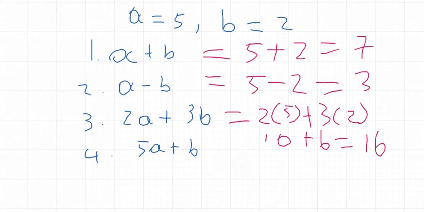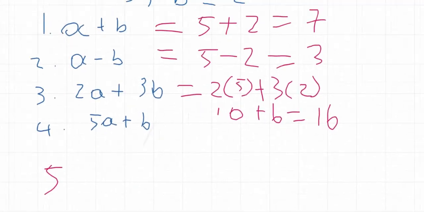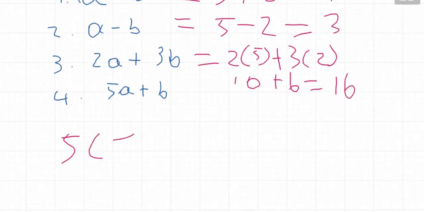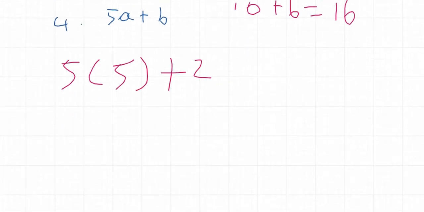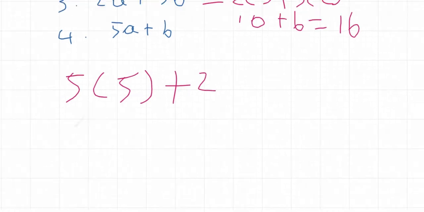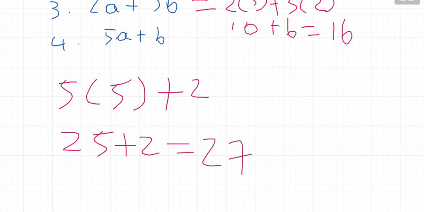Let's look at number 4. So we have 5 times 5 plus 2. And so we'll work on what is in the bracket first, and then we add the product with 2. So we say 5 times 5 gives us 25 plus 2, which is 27. And so there you go. Substituting the variables with numbers and evaluating.